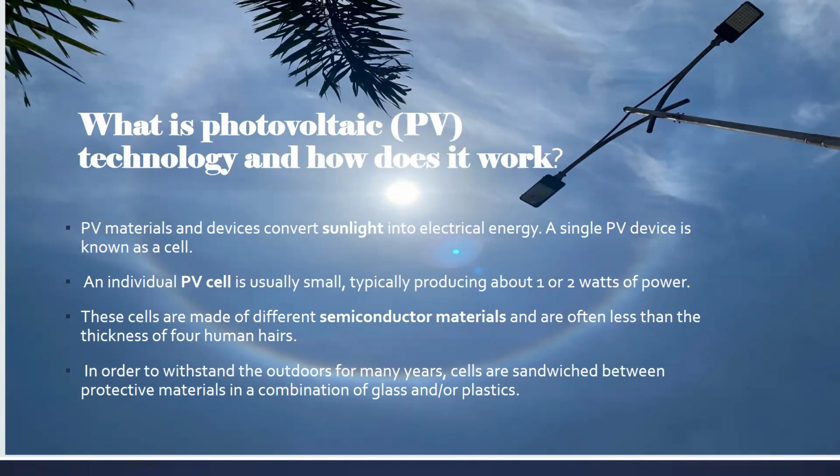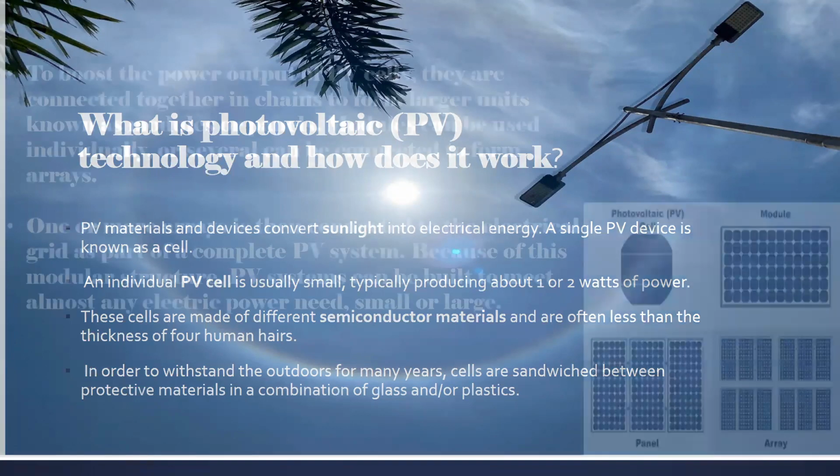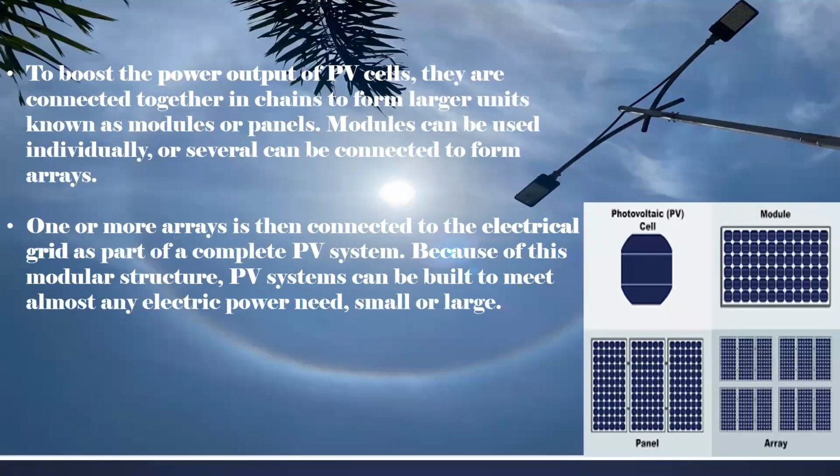In order to withstand the outdoors for many years, cells are sandwiched between protective materials and a combination of glass or plastics. To boost the power output of PV cells, they are connected together in chains to form larger units known as modules or panels. Modules can be used individually or several can be connected to form arrays. One or more arrays is then connected to the electrical grid as part of complete PV system. Because of this modular structure, PV systems can be built to meet almost any electric power need, small or large.